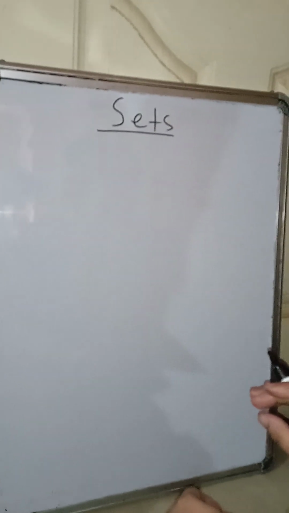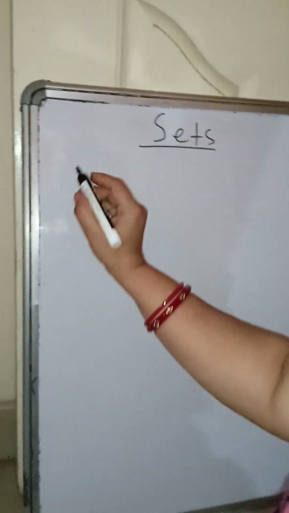In the previous class we discussed the definition of a set, and the representation of a set in two ways, in tabular form and in set builder form, and also discussed some examples. One homework was given. I think all of you have solved it. It was very easy. So let us solve that homework first.